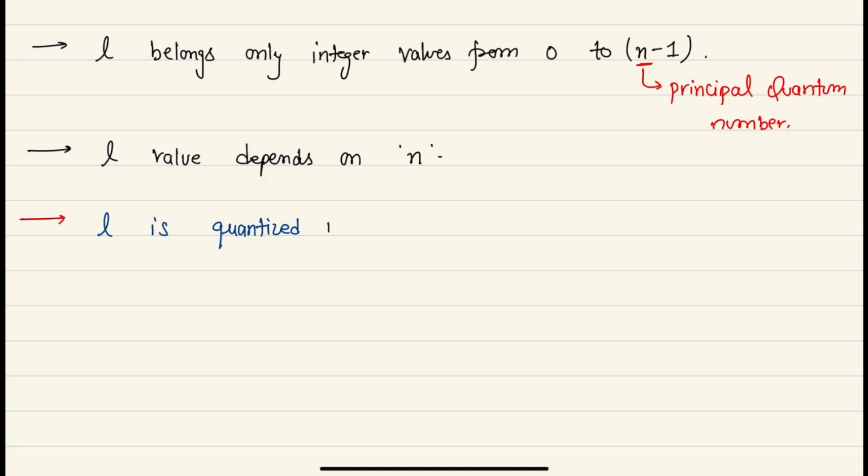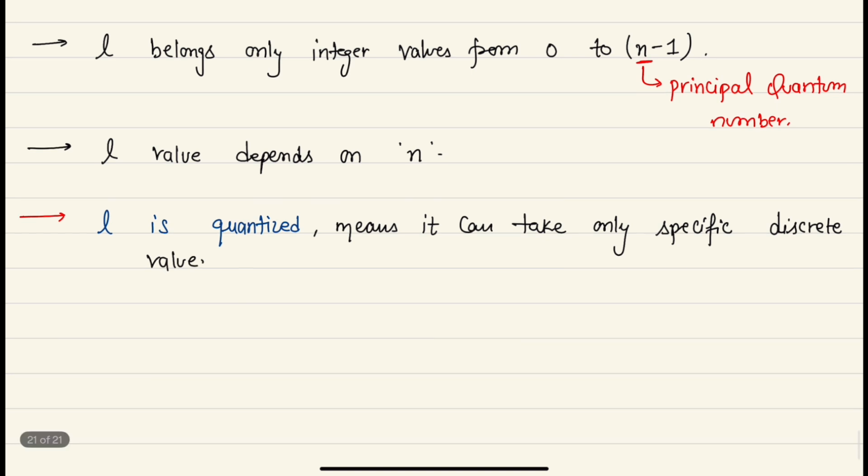Quantized means it can take only a specific discrete value. It means this L can take only a specific discrete value.